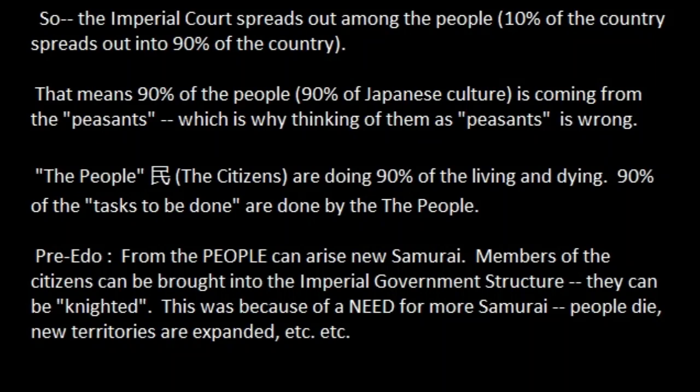So in pre-Edo times, from the people could arise new samurai. Members of the citizens can be brought into the imperial government structure. They can be knighted, to use a Western term, right? This is because the imperial government needed more samurai, because people die, new territories are expanded into, and they're like, we need some more members of our government. So you can take a commoner, a normal citizen, militarize them, give them a government position, knight them, then boom, now you have a new samurai. And that was pre-Edo. That's how it worked.